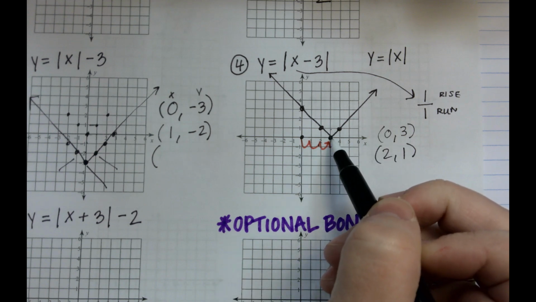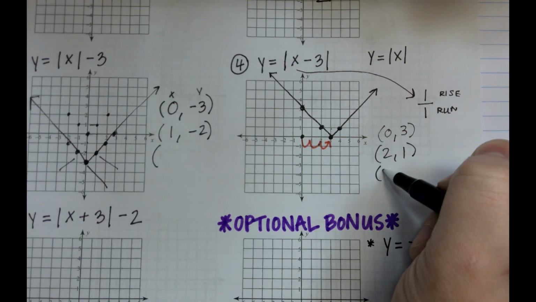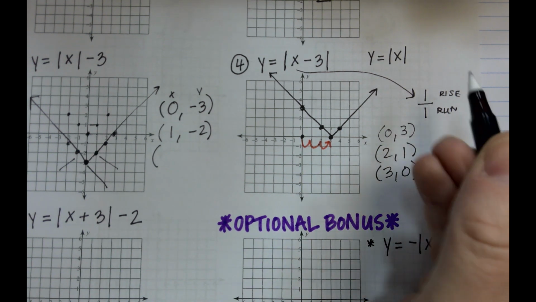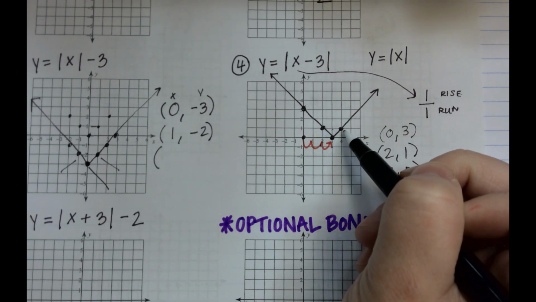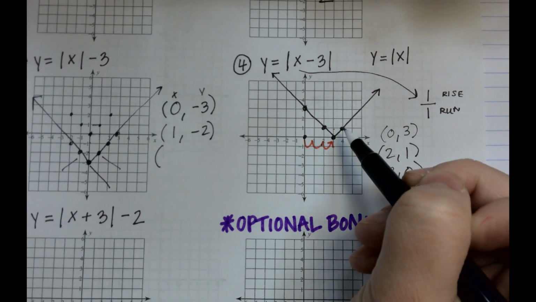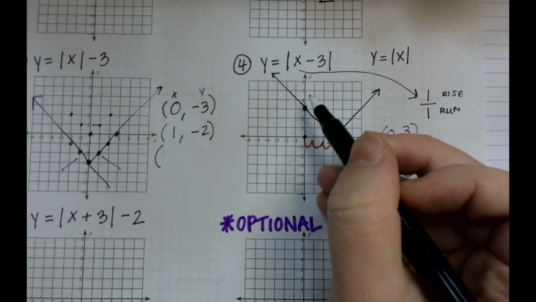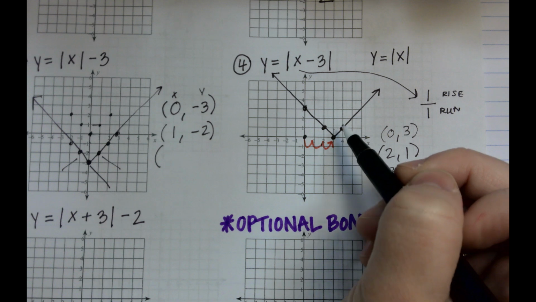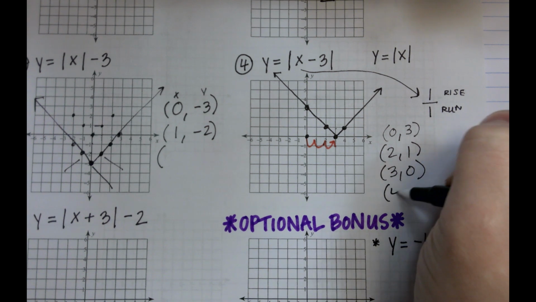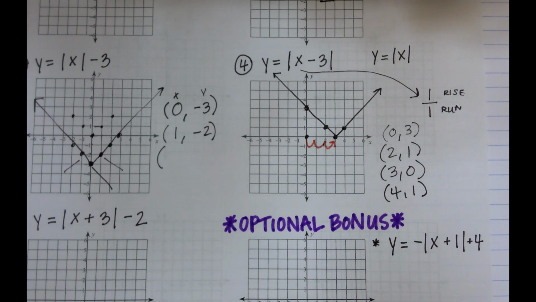What about this point, our vertex? 3, 0. Good. We could do one more. What's this point? Over 4, up 1. 4, 1. Good. 4, 1. Beautiful. Good job.